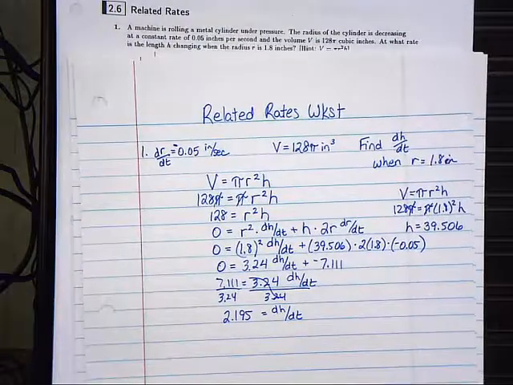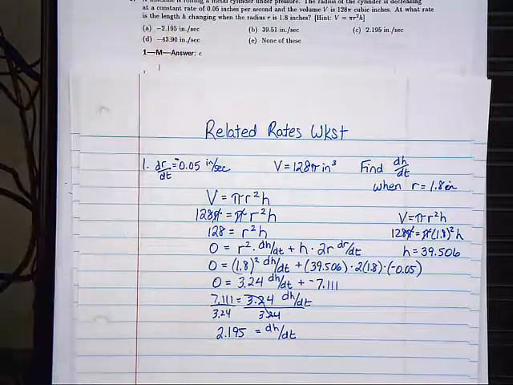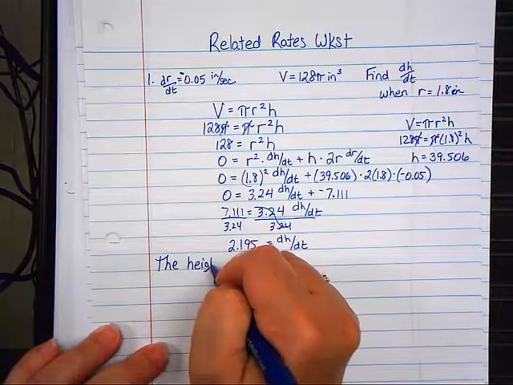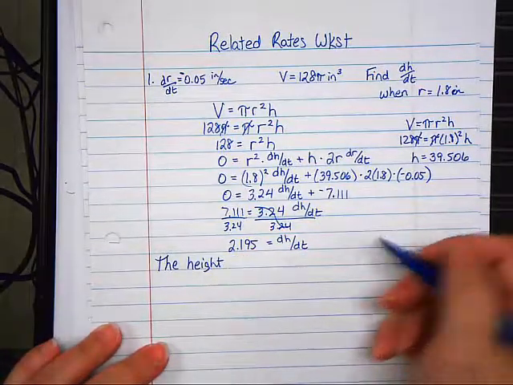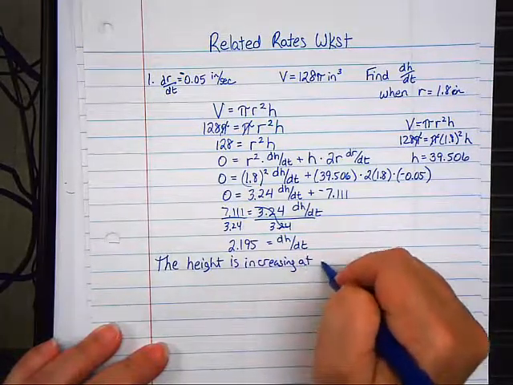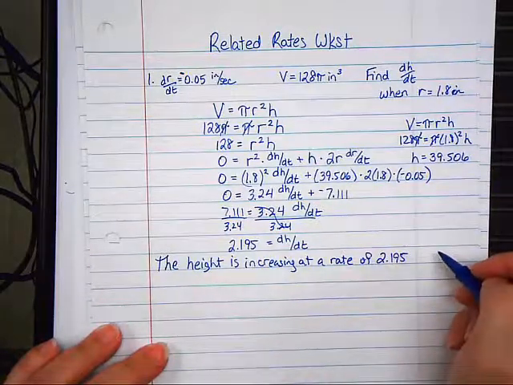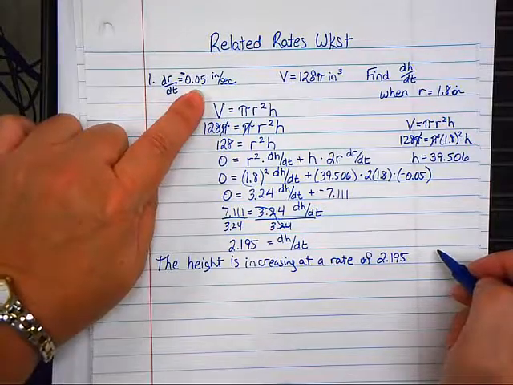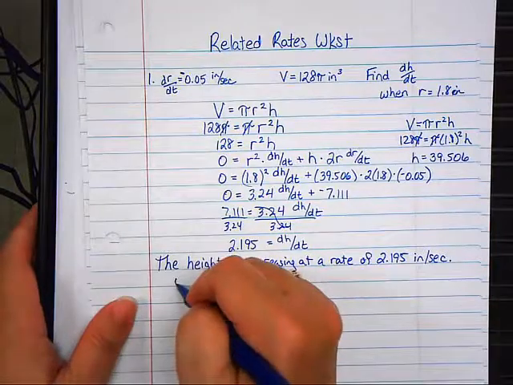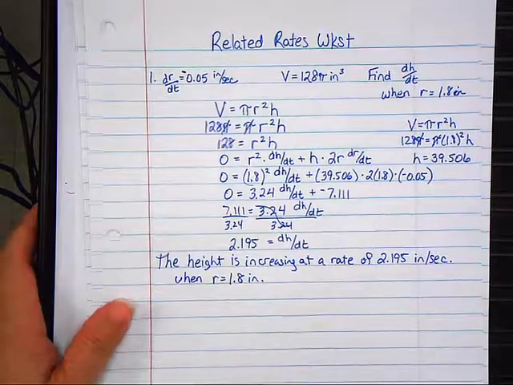If you look at the answer choices, you will see that is C, and that's the one that I want. But I still need to write a sentence. The height is, is the height increasing or decreasing? Is increasing at a rate of 2.195 inches per second when r equals 1.8 inches, and we are done.